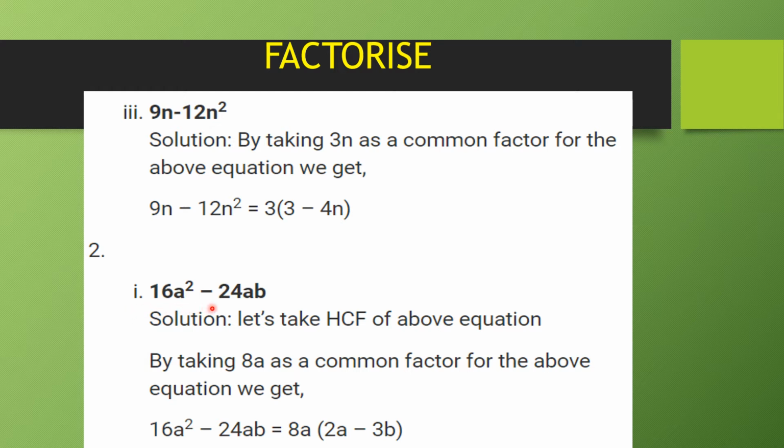16a squared minus 24ab. We are taking the common factor as 8a, right? So the remaining terms are 2a, that means 8 into 2, 16, a into a, squared, minus a into b, that is ab, 8 into 3, 24.